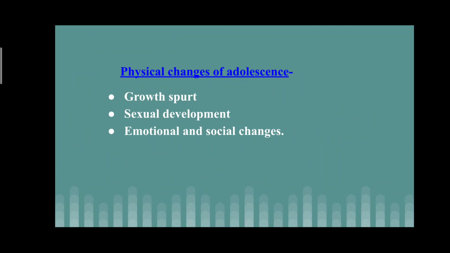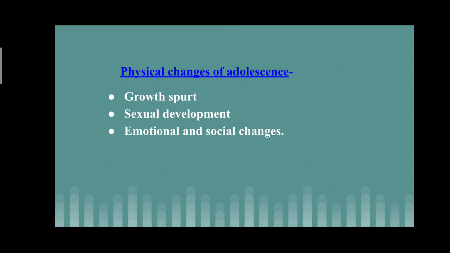Physically, there are changes that occur. First is the growth spurt. It occurs in both boys and girls, that is the total development of the secondary sexual characteristics, that changes occur physically in the body. Then second, sexual development, that means the sex organs enlarge in both male and female. And oogenesis, or ovulation, menstruation, initiation of sexual behavior starts.